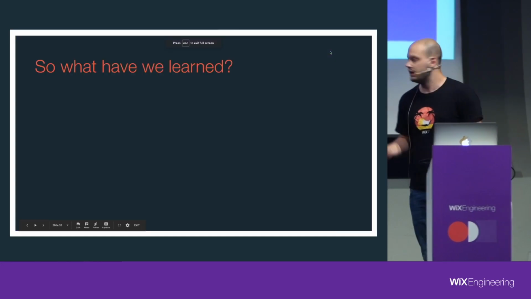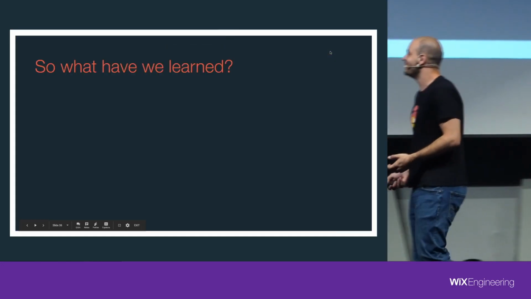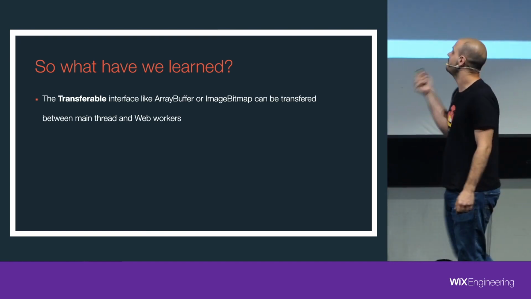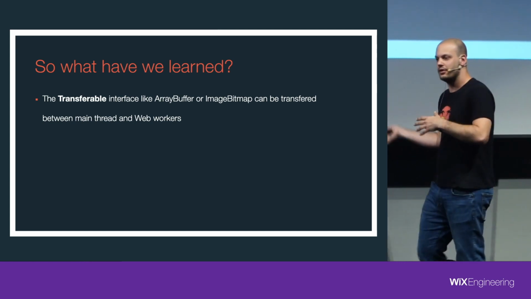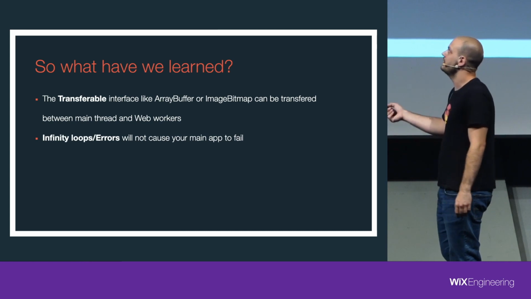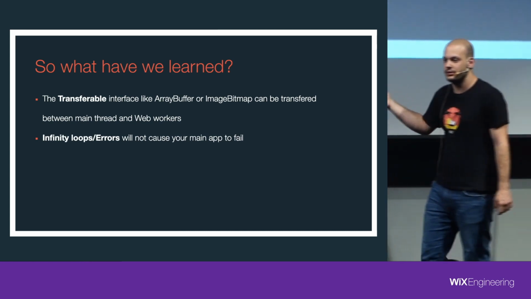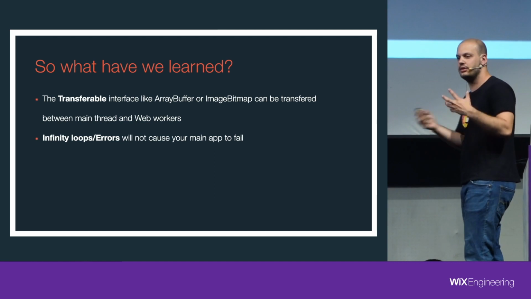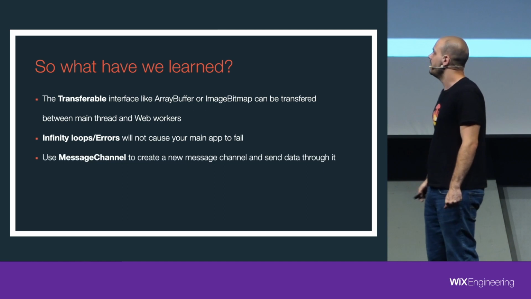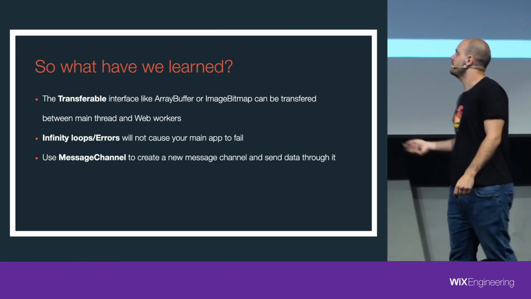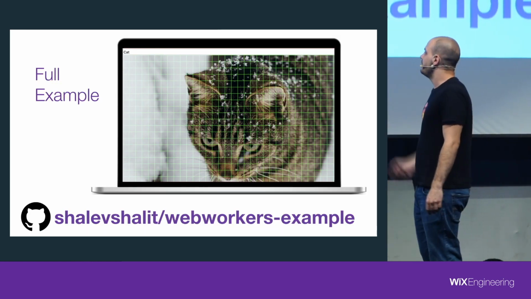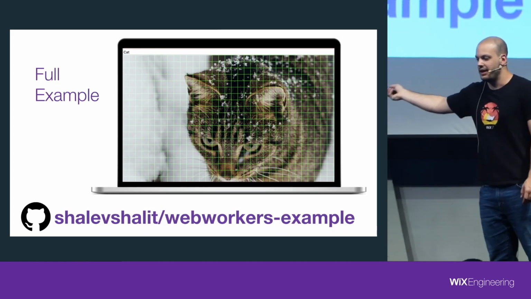Great. So here's the clicker. What have we learned from the second part? First of all, we introduced the transferable objects, like the ArrayBuffer and more, that you can transfer from the threads to the web workers. We saw that infinite loops will not cause your main app to fail, so if you have something that you fear to run on your main thread, you might want to put it in a worker. And we introduced the MessageChannel to send data between the workers. If you want a full example, you can see it in my GitHub.